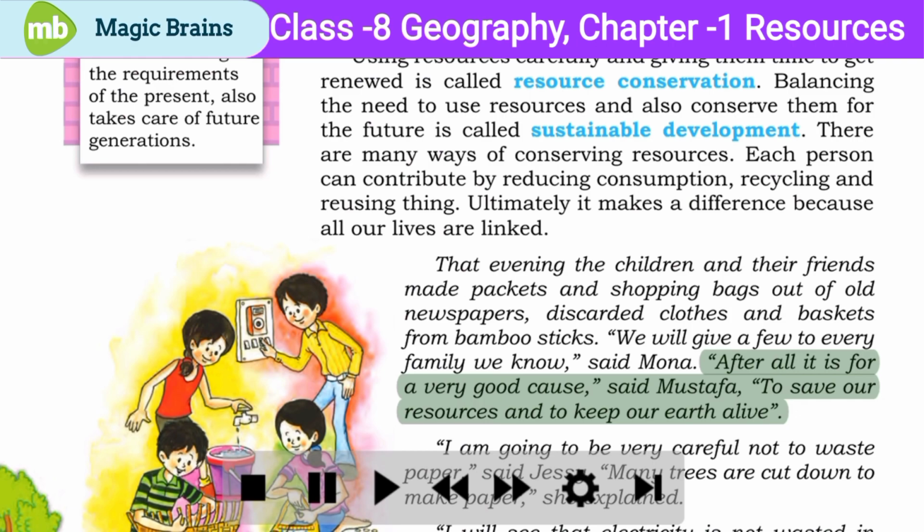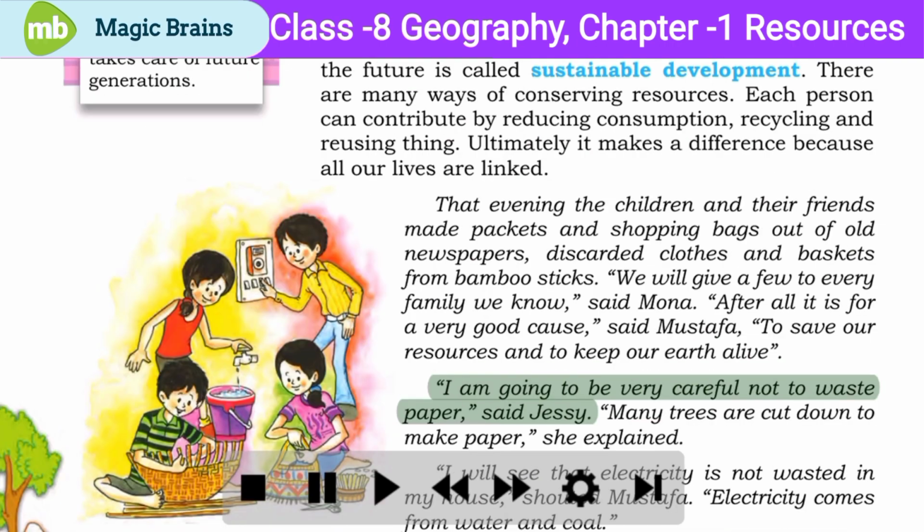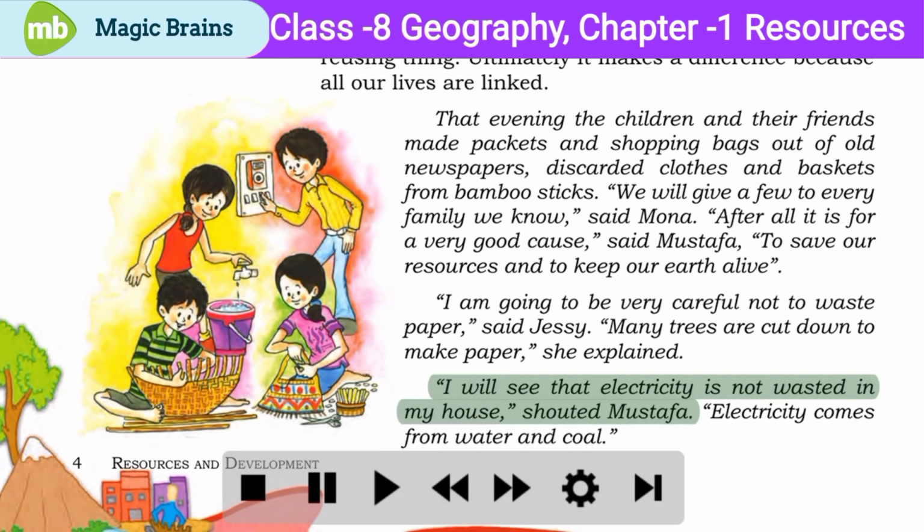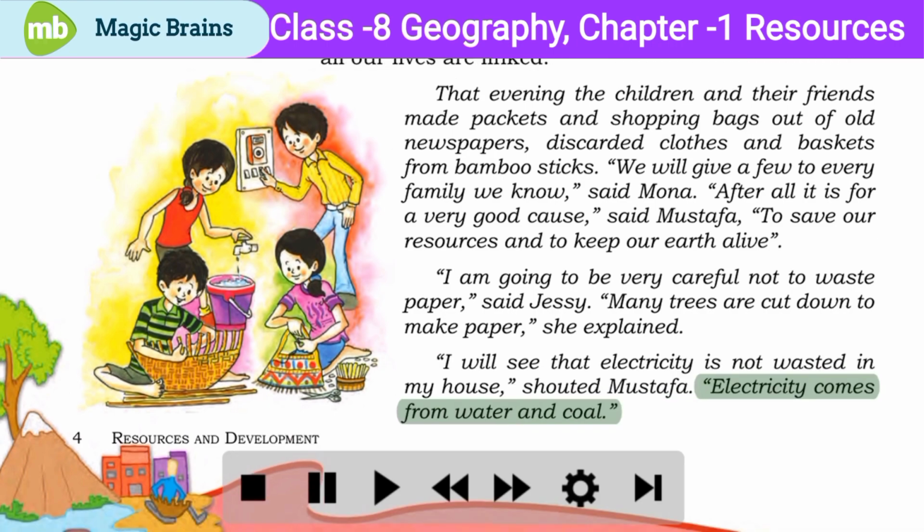After all, it is a very good cause for all, said Mustafa, to save our resources and to keep our earth alive. I am going to be very careful not to waste paper, said Jessie. Many trees are cut down to make paper, she explained. I will see that electricity is not wasted in my house, shouted Mustafa. Electricity comes from water and coal.